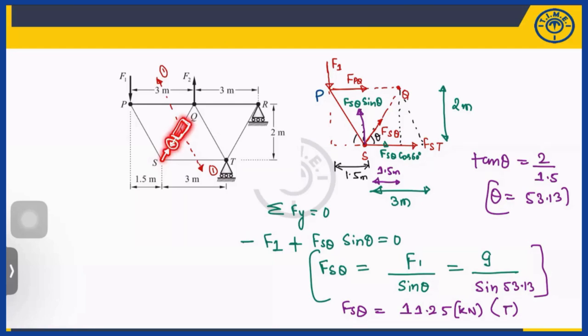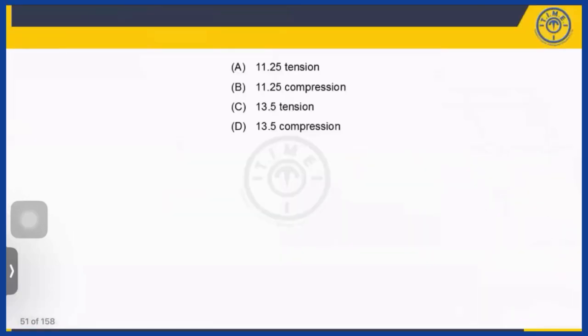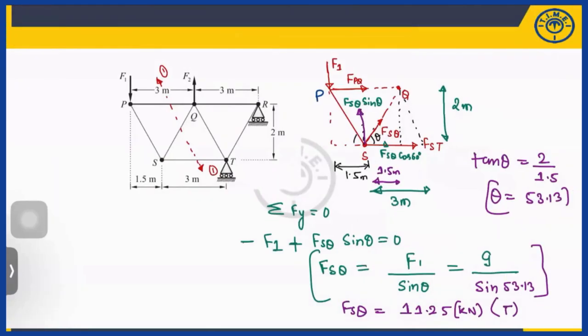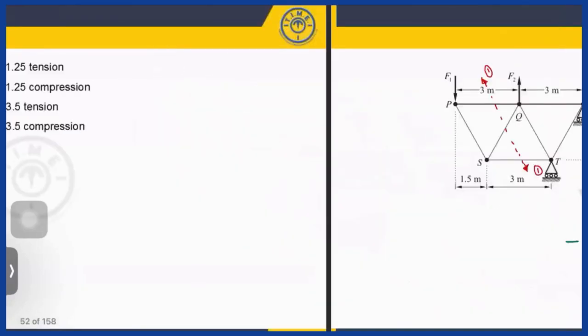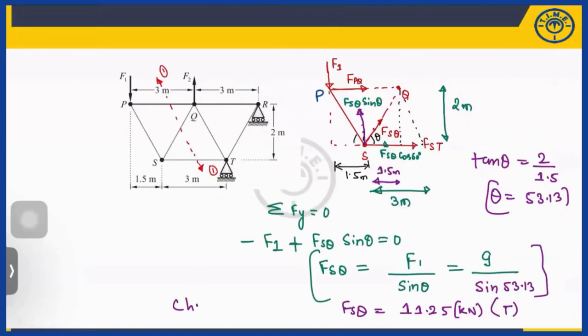So it is trying to increase the length of this member, or tensile in nature. So the answer will be 11.25 tensile. That means what is the correct answer? The choice A will be the correct. Choice A is the correct. Okay. Is it clear? Clear, sir.